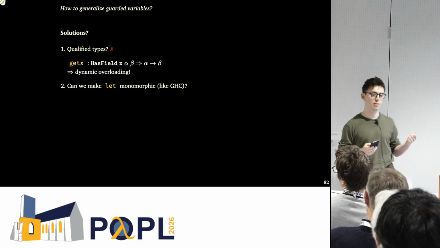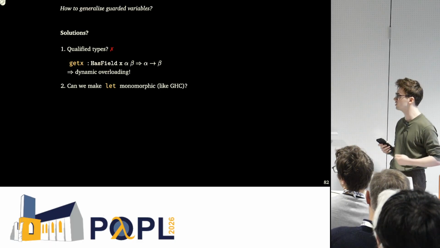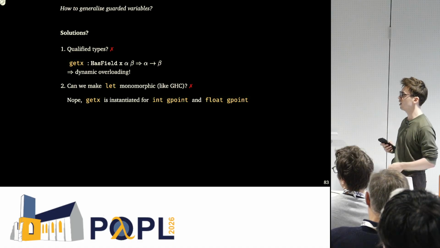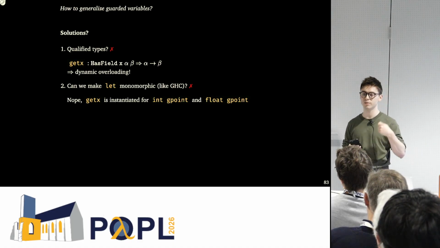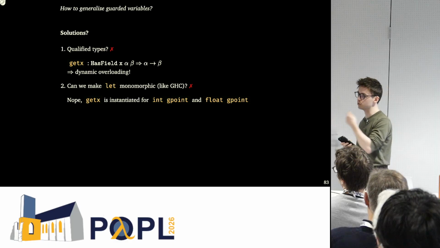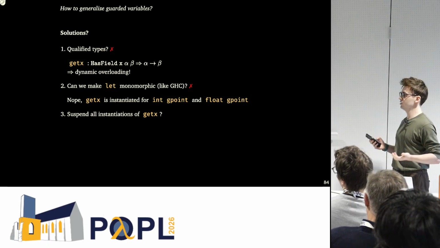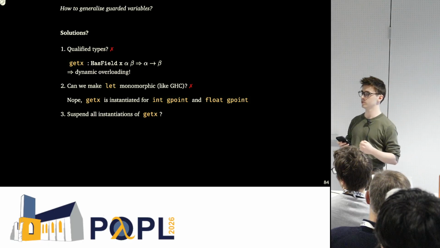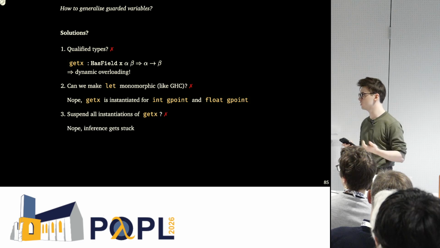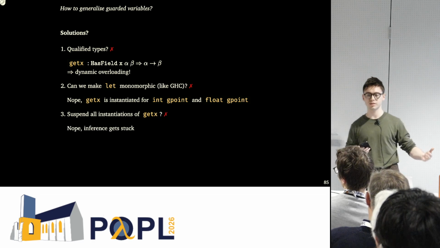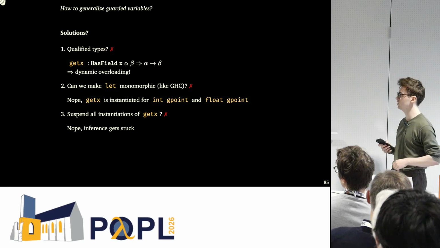Can we make let bindings monomorphic like GHC does? The answer is also no, because getX is instantiated for int points and float G points. Can we suspend all instantiations of getX and just continue with constraint solving? The answer is also, unfortunately, no. We still get stuck. At some point, we have some residual suspended constraints, and there's no way to connect them all to solve this problem.